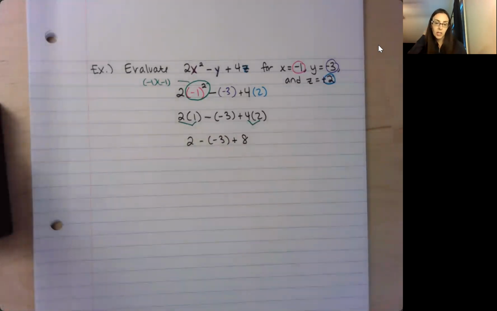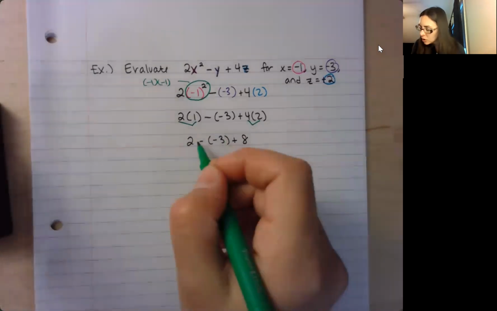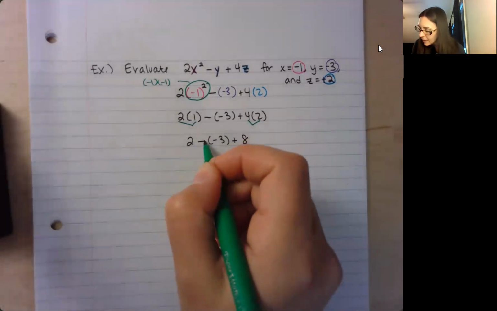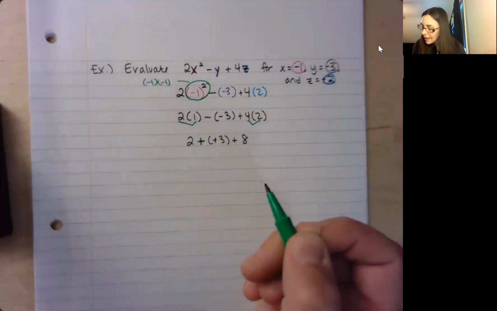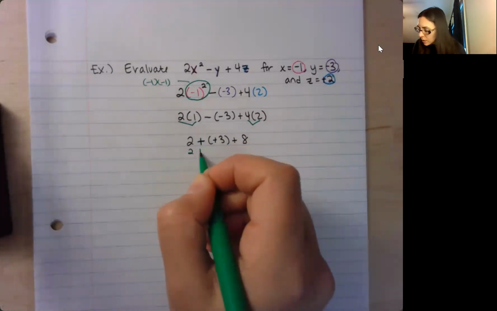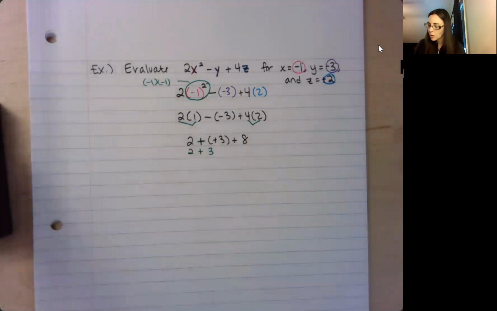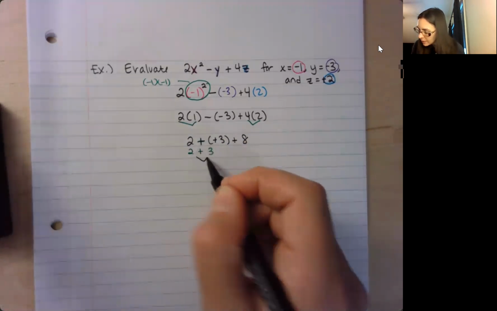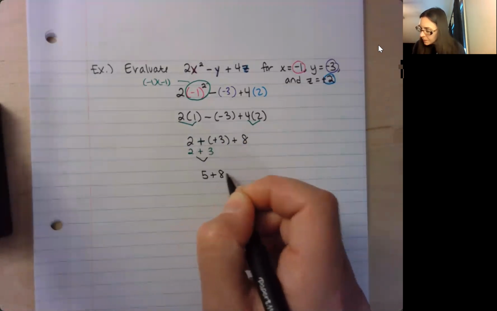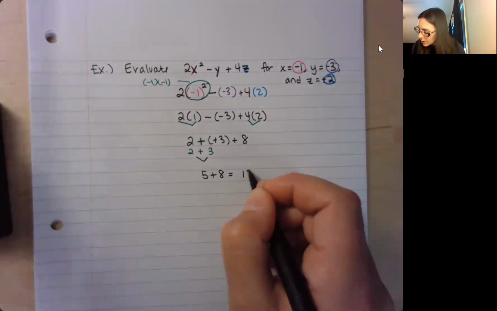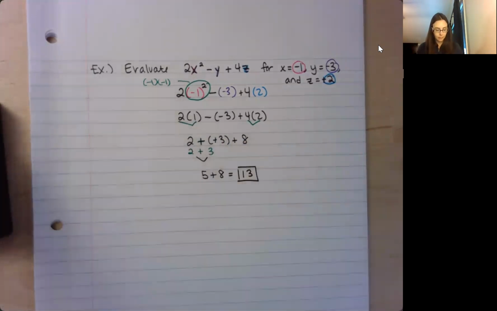Finally, I have addition and subtraction left. So I can go ahead and change this over to adding a positive. And again, if you find that too confusing, just rewrite it. So we get 2 plus 3 is obviously 5. And then 5 plus 8 is going to be 10. So when we evaluate, we're still using our order of operations here.